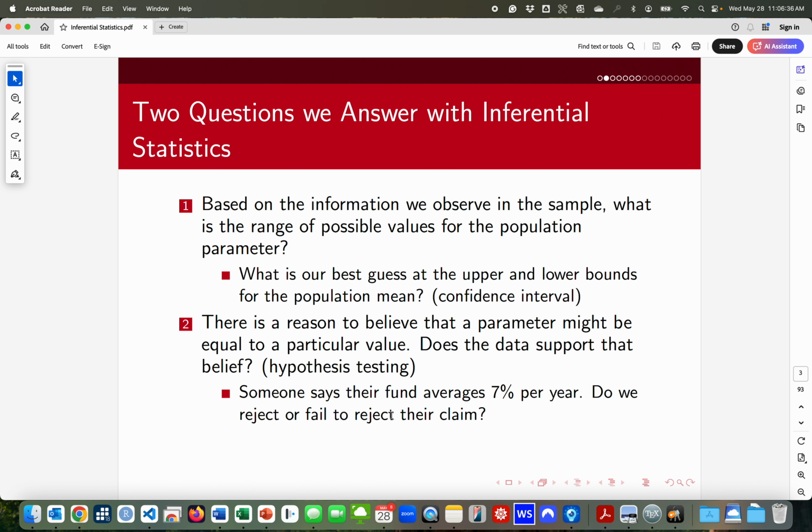Okay. So maybe someone claims that they average 7% a year in their fund. Do we reject or fail to reject that claim?